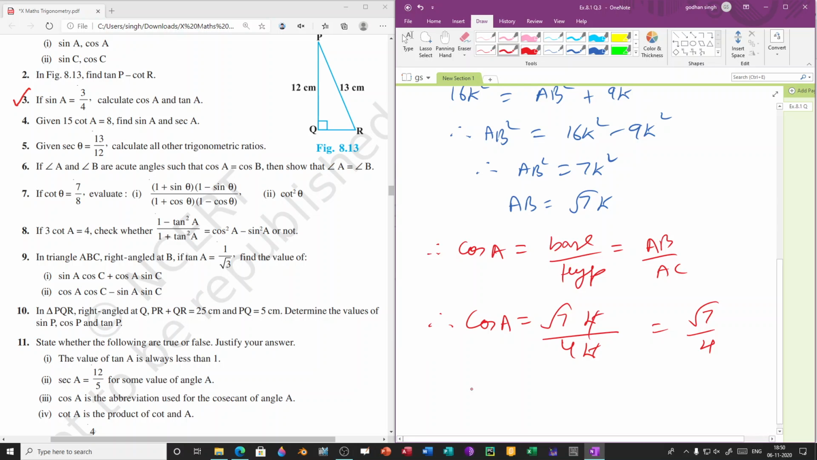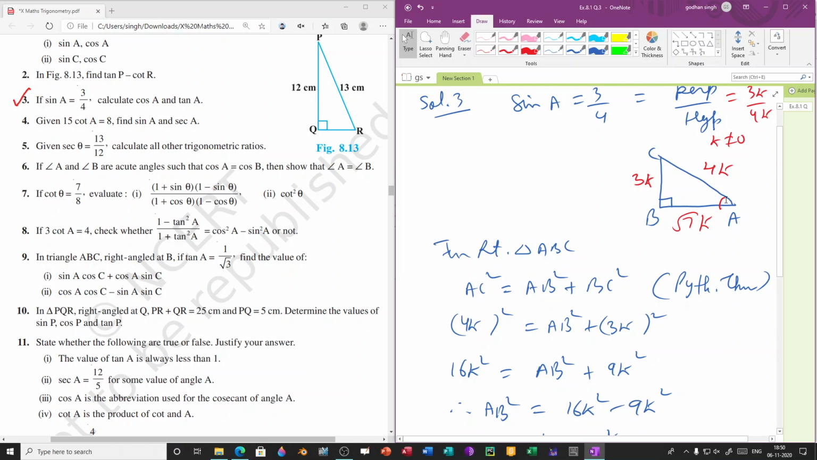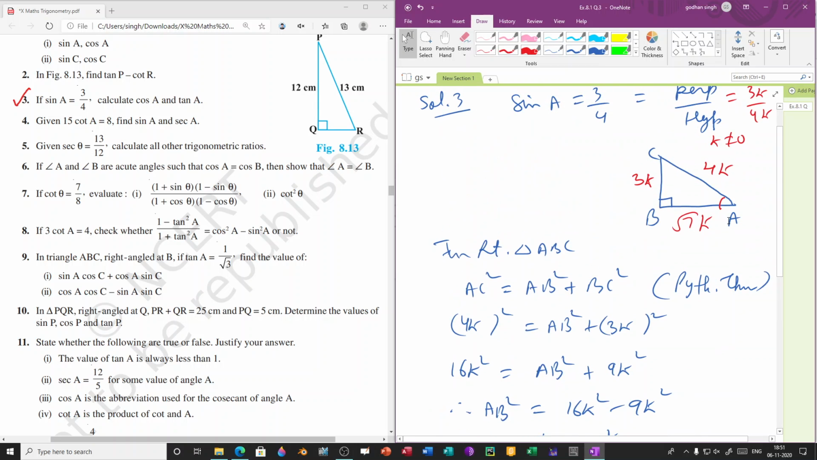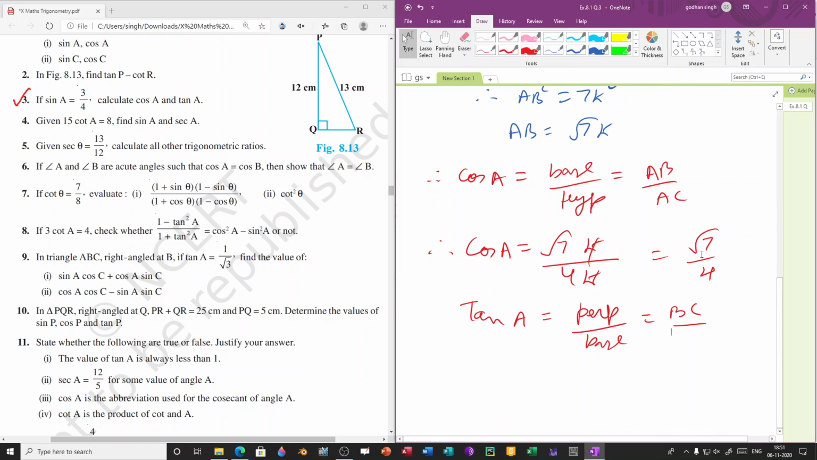Now we have to find the value of tan A. So tan A equal to, tan is defined as perpendicular over base. We'll see in the figure what is perpendicular. Perpendicular is the side opposite to the angle A, that is BC. So we'll be writing BC over, what is base now? Base is the side adjoining to angle A other than the hypotenuse. So that is root 7k, that is AB. First we'll write AB, then we'll write its value.